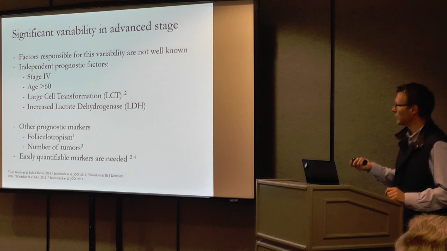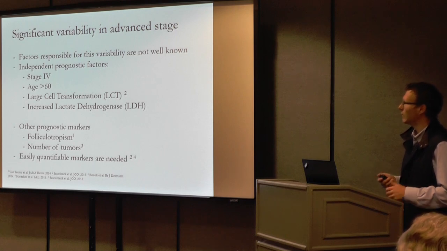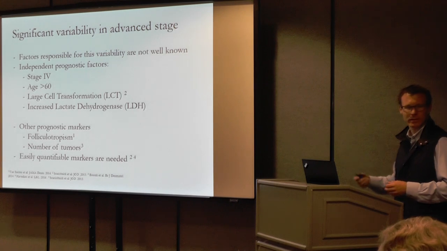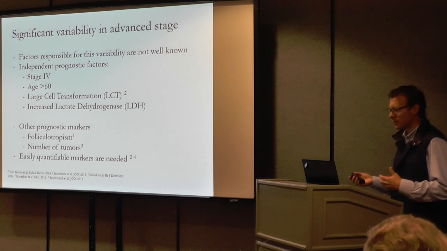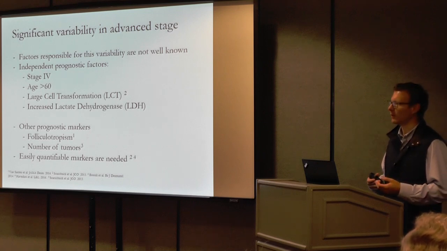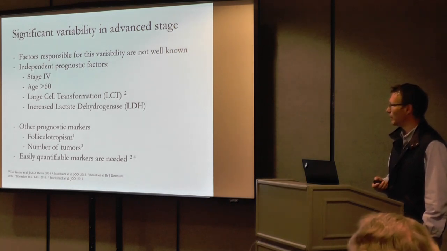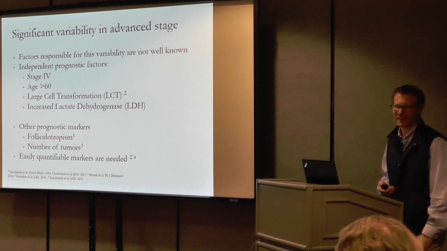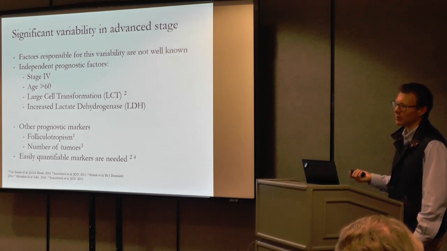Some of the things that we do know, like large cell transformation, which somebody asked about, or a high level of a marker of inflammation called LDH. Sometimes that predicts a worse prognosis for people that are older, or people with more advanced stages, stage four. Whether the inflammation causes the cancer to get worse or the cancer is causing inflammation, it's the chicken and the egg, and really hard to tease out which one is the case. But probably both things are true: chronic inflammation can put you at a higher risk for getting a cancer, but also having a lot of cancer causes inflammation.